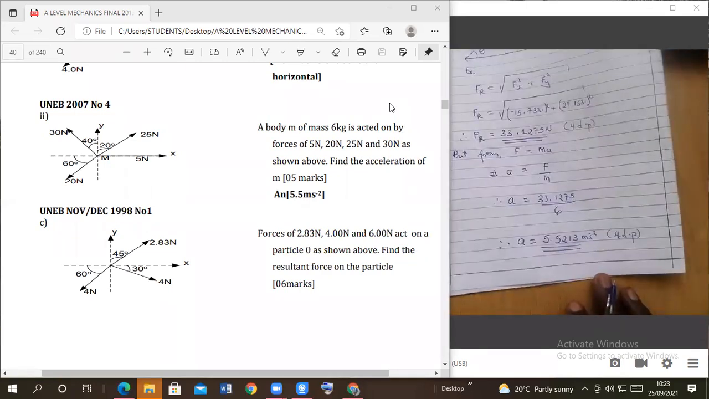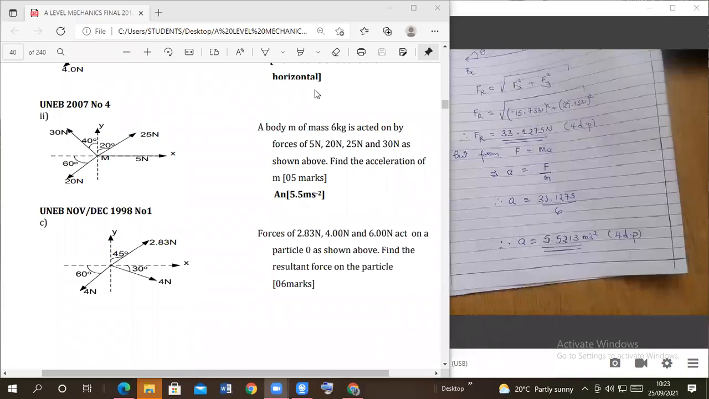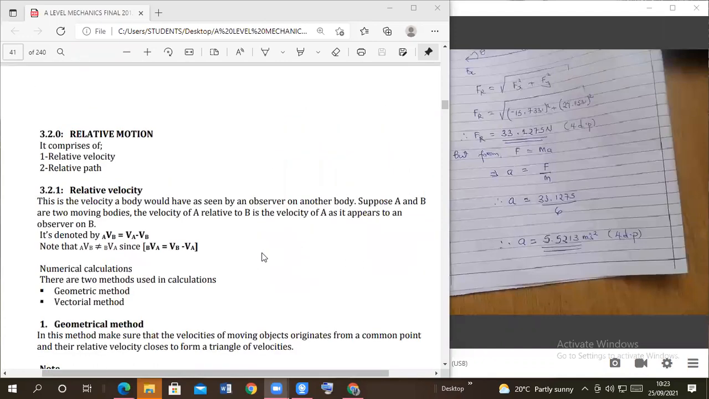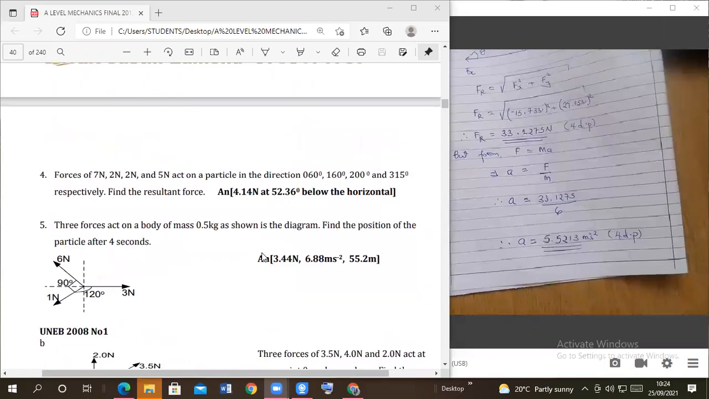Members, have you seen that? Any question? Any question on how to resolve forces? So now the rest, you try out the rest. Or we add one more question. Members, should we add one more?